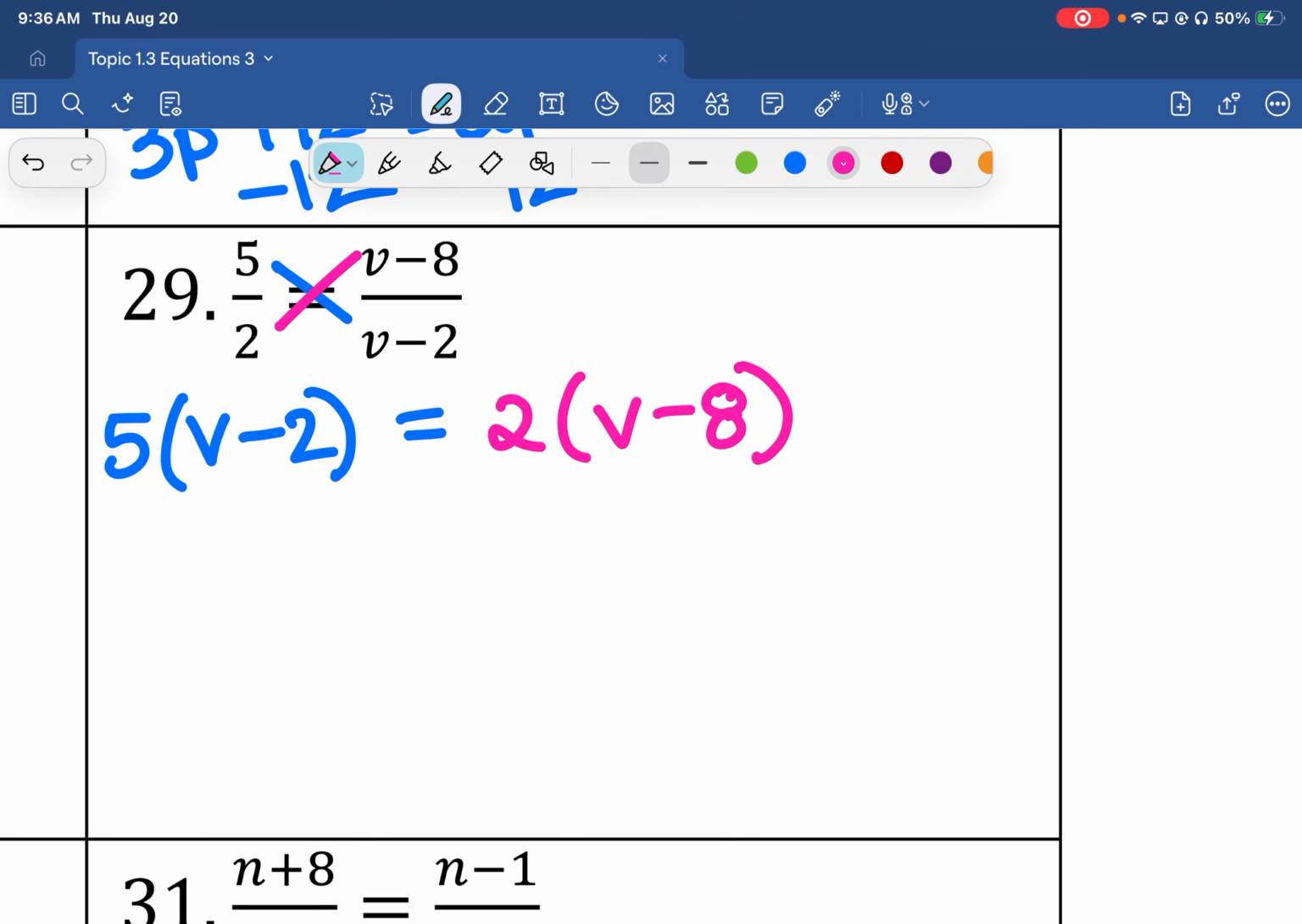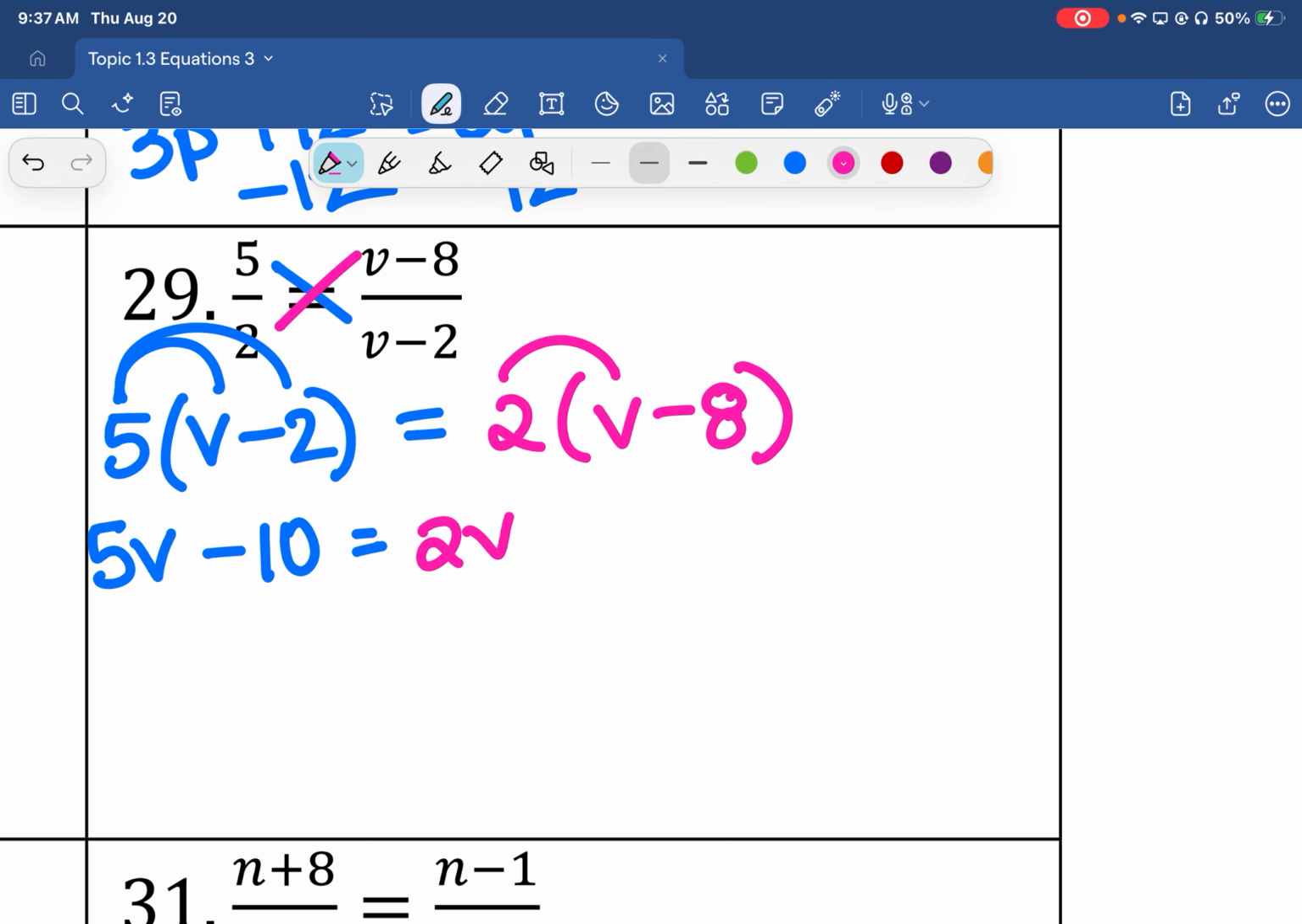Because does the order you multiply in really matter? No, because what's 2 times 3? 6. What is 3 times 2? 6. So you are good. Okay, now we're going to do what to both sides? Distribute. What is 5 times v? What is 5 times negative 2? Okay, on the other side, what is 2 times v? What is 2 times negative 8?